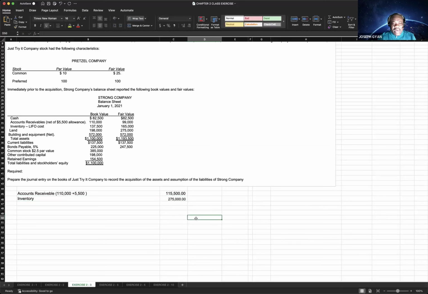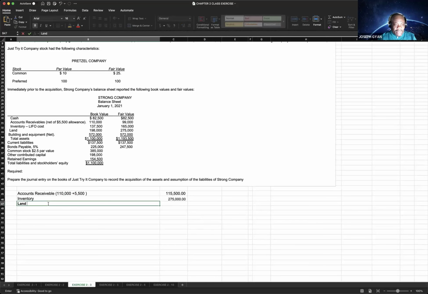275,000 here. Now, somebody will ask, Professor, why didn't we record account receivable on the fair value? It's because we want to know the original receivable, then we can create the allowance. Once you create the allowance, it will go back to the value of the 99,000. Then we have the land.